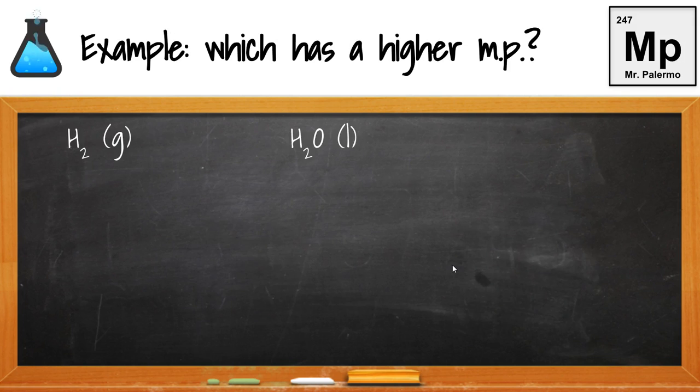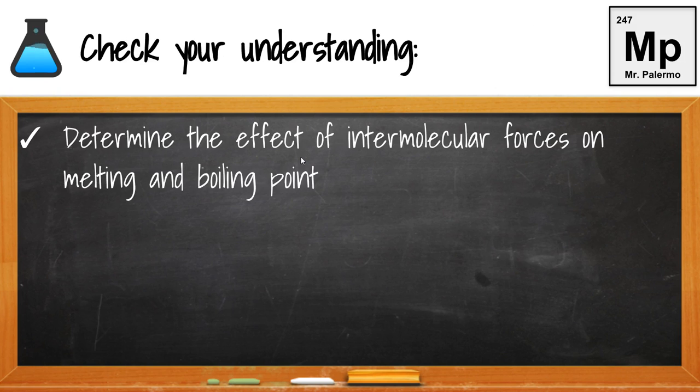So here's an example. Which has a higher melting point, hydrogen or water? The answer is going to be H2O, because H2O has hydrogen bonding, whereas H2 exhibits only dispersion forces of attraction. This is a nonpolar molecule, so very weak connection with its neighbor, versus water, which has that hydrogen bonding, which is much stronger.